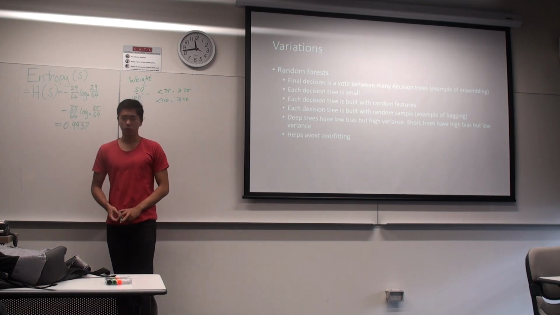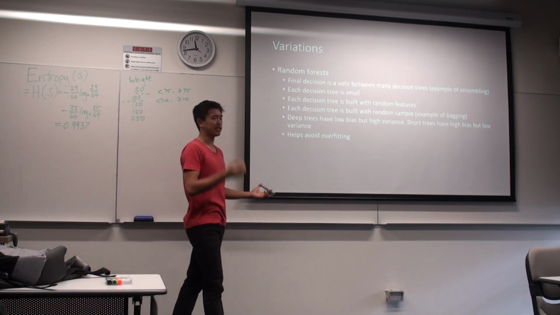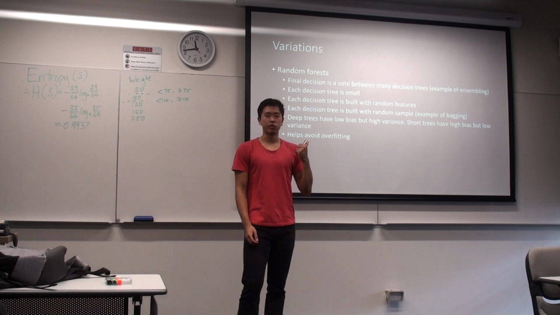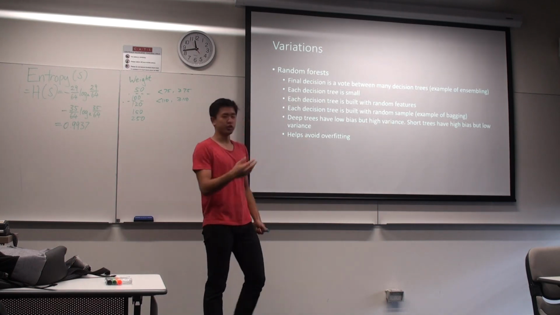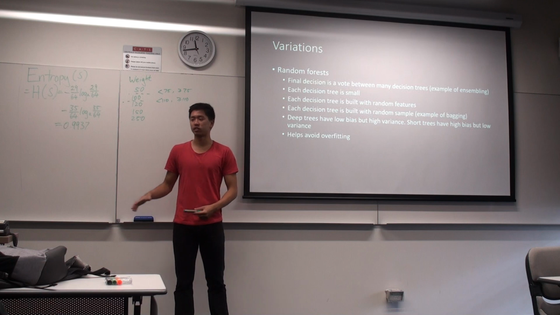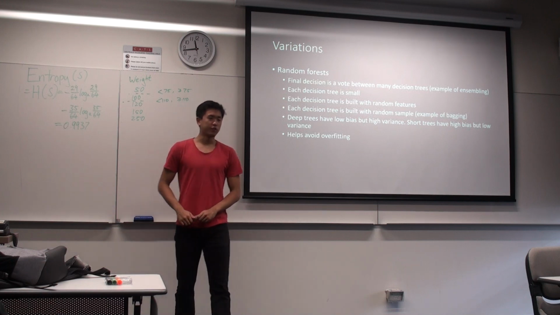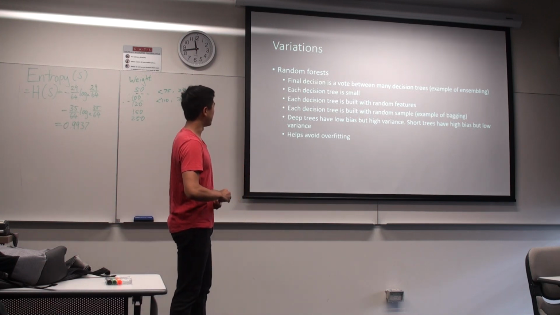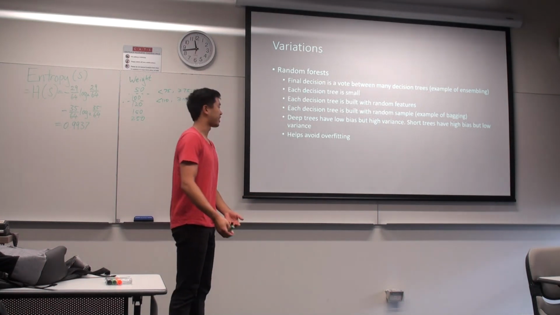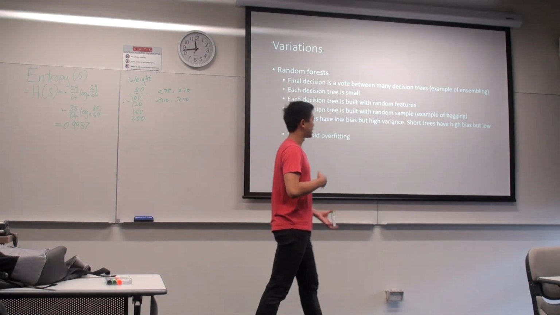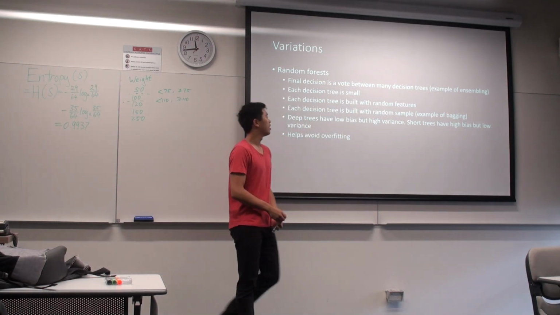So what we're going to talk about now is variations on the decision tree. And these are generally trying to reduce the variance while keeping the bias low. So the first one I'm going to talk about is called random forests. Again, sticking with the tree metaphor.